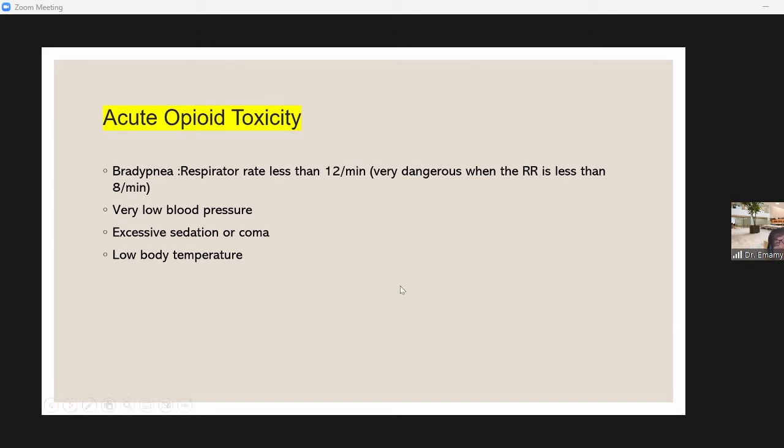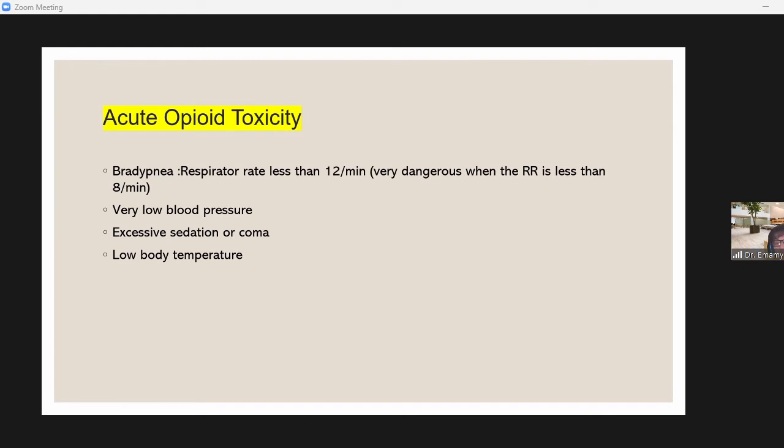So the side effects or signs and symptoms of acute opioid toxicity: patient has constipation, low body temperature, low blood pressure, and sedation. But the dangerous one is bradypnea, a slow respiratory rate, and the patient eventually stops breathing. Specifically, a respiratory rate less than 8 per minute is very dangerous, but still less than 12 breaths per minute, you consider it as very severe opioid toxicity.